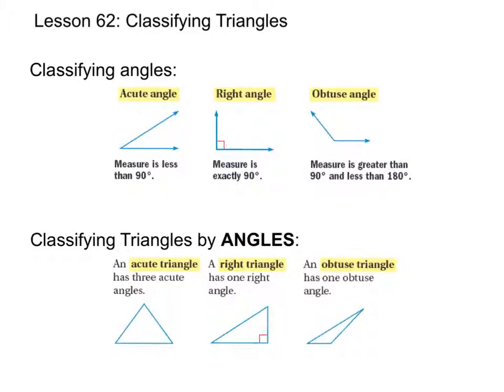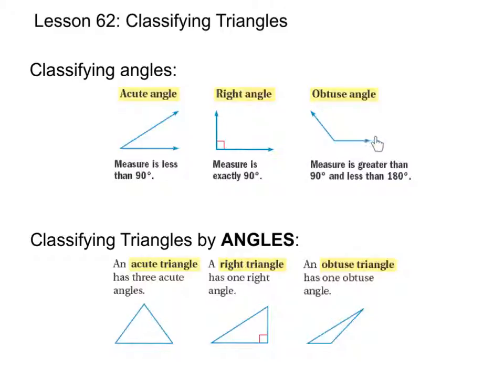Earlier this year, we learned about how to classify just regular angles, and we found that we have acute, right, and obtuse angles. Remember, an acute angle is an angle that measures less than 90 degrees. And a right angle measures exactly 90 degrees.